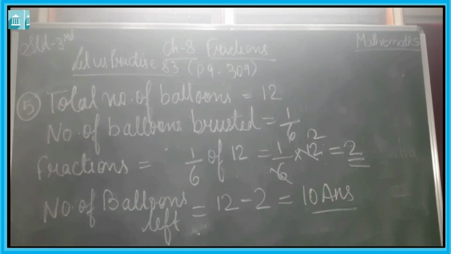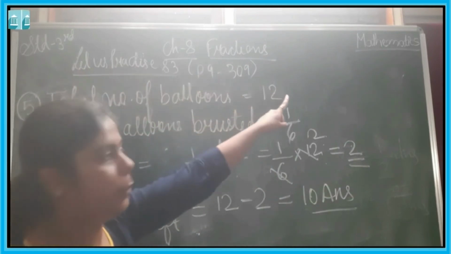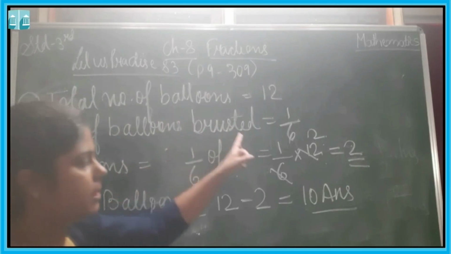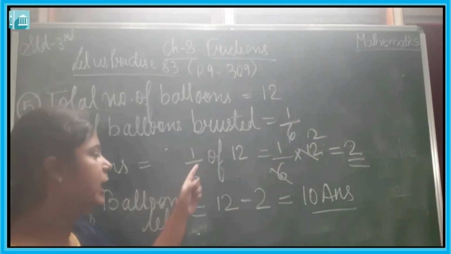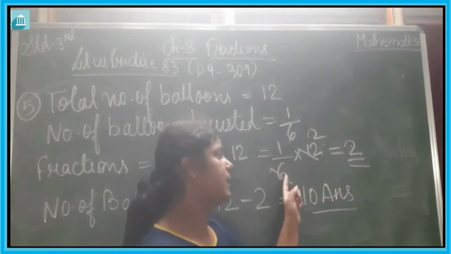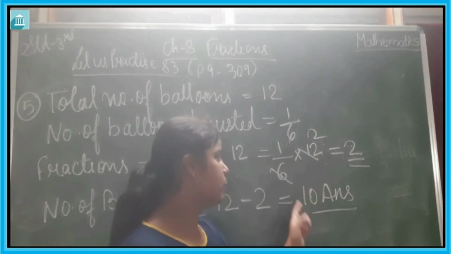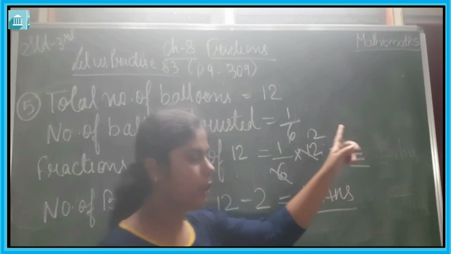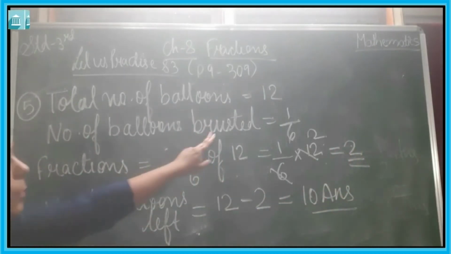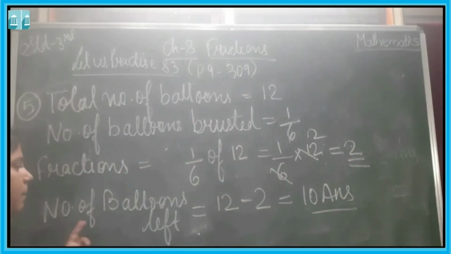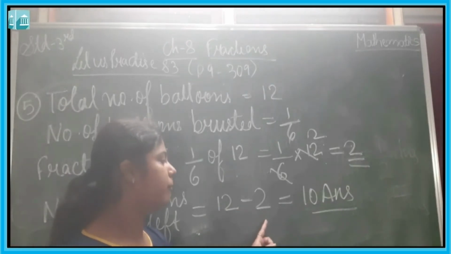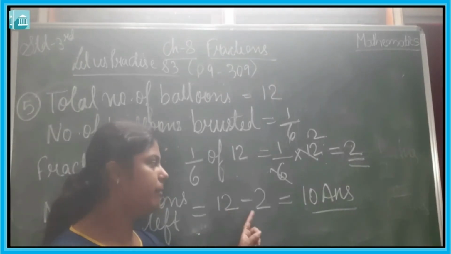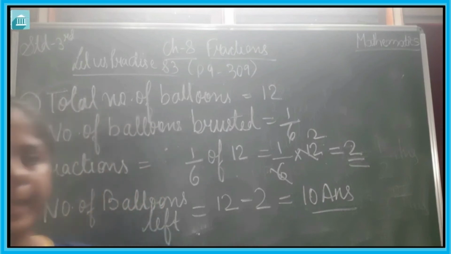Now, number of balloons is equal to 12. Number of balloons burst is equal to 1 by 6. So, in fraction we will write 1/6 of 12, 1/6 into 12, 6 1s are 6, 6 2s are 12. So, we got 2 balloons burst. Now, number of balloons left is equal to total minus number of balloons burst. So, 12 minus 2 is equal to 10.